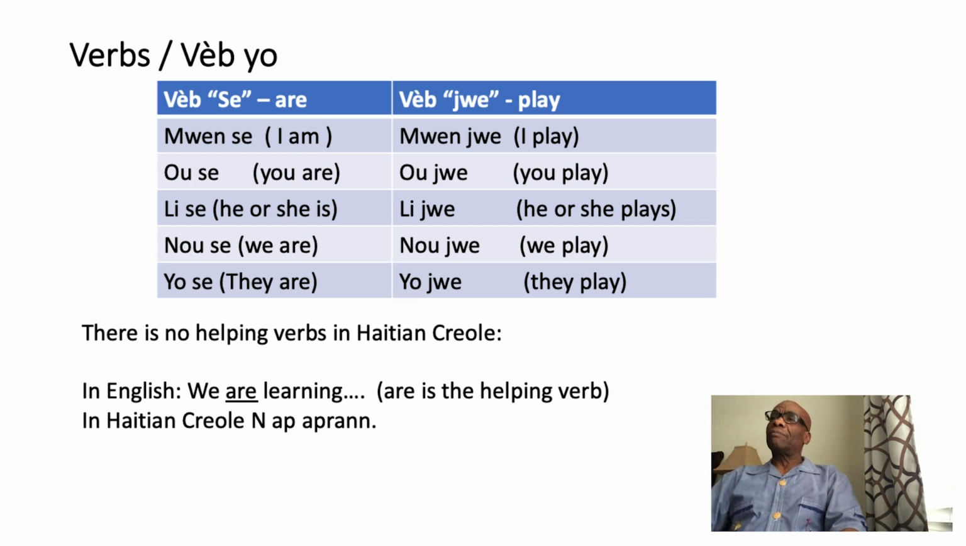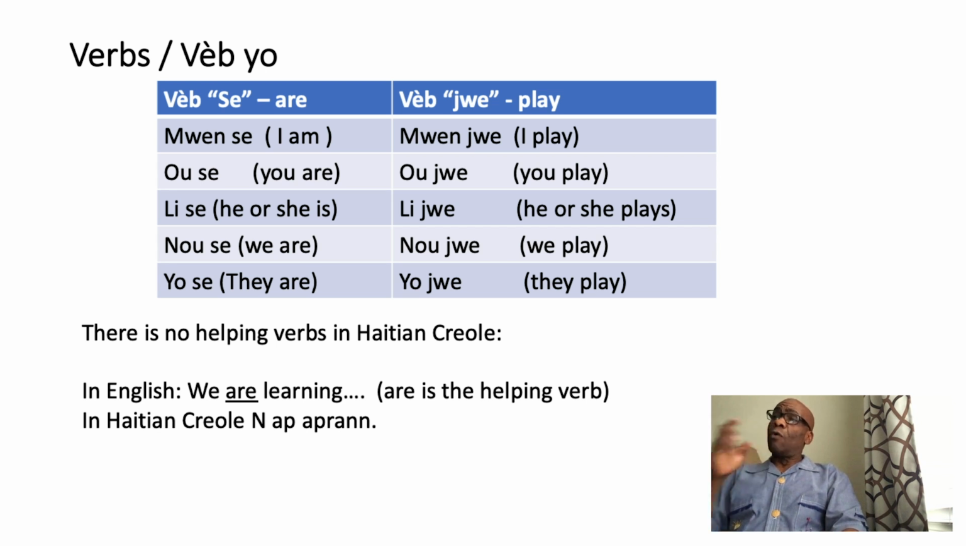Now, verbs. The verb jouer, play. These are verbs. C'est. Moi c'est, I am. Où c'est, you are. Li c'est, he or she is.